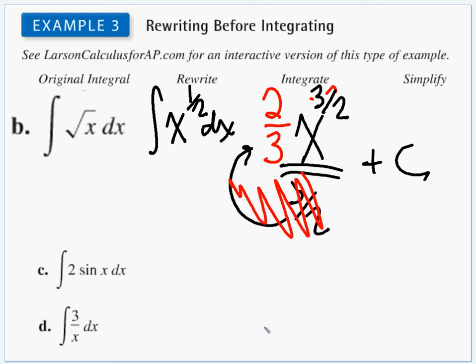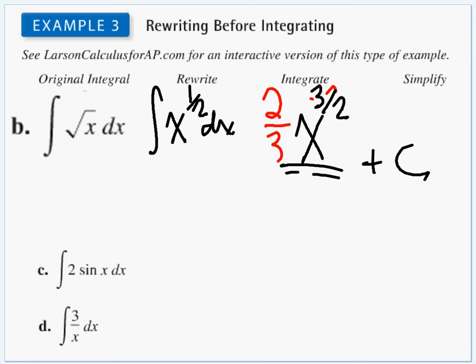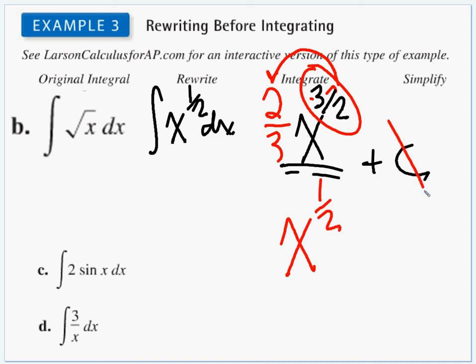There's our antiderivative. And remember, if we want to check our work, if we derive this, we should get back to where we started. So if we want to derive this, we're going to bring our exponent down and multiply it by what's in front. So that's going to be 2/3 times 3 halves. That'll be 1 over 1, or just 1, x. And we would lower the exponent by 1. 3 halves minus 2 halves is 1/2. The constant would derive away, and we're back to where we started.